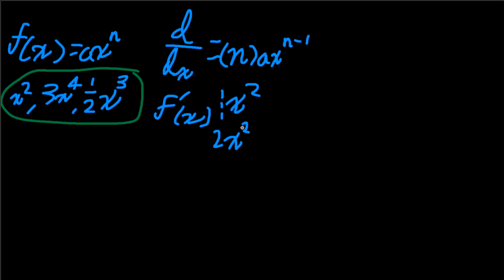Now, you multiply the 2 by the 1, which gives you 2x, but we're not done here. This power requires the minus 1. So in this case, we just get 2x^1, which is also just 2x. Pretty simple, right? Let's do it with the other ones. Let's see how this works.